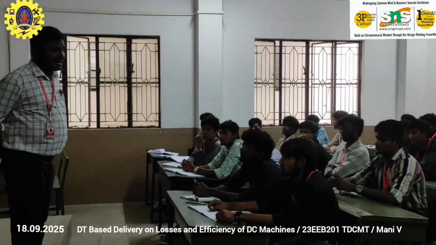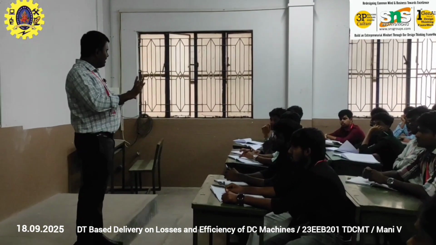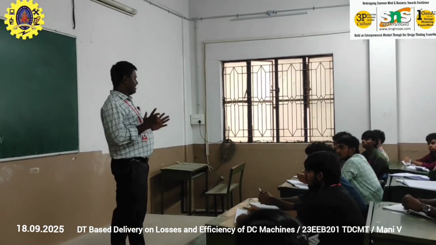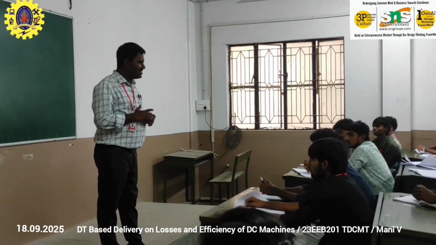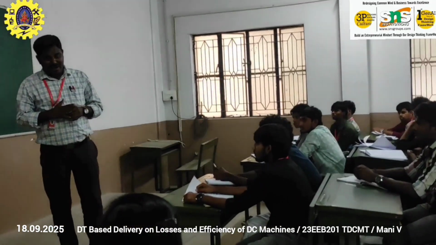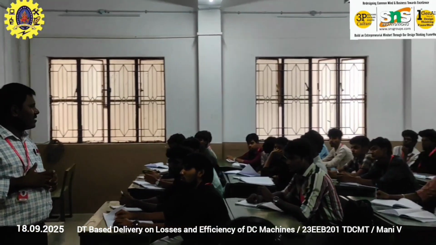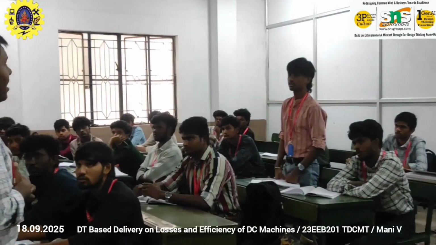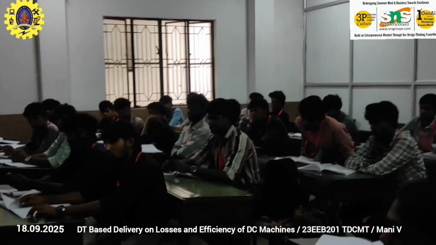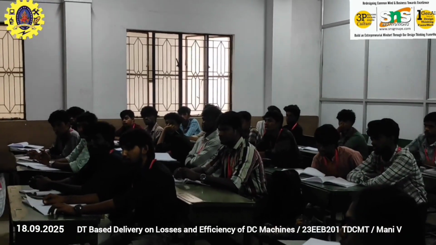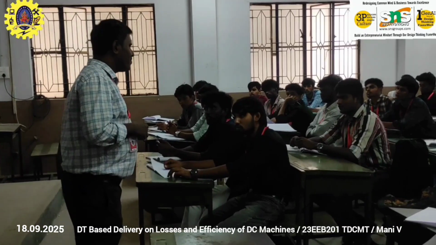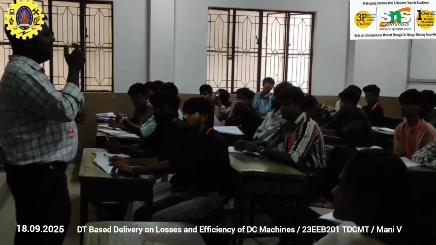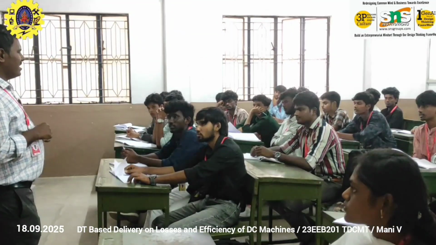Whether it's a generator or a DC motor, any machine doesn't give 100% efficiency. Why doesn't it give 100% efficiency? What is the difference? Anyone? There are some losses. Because of those losses, the efficiency gets reduced. So the input is given, and the output will be less than the input.